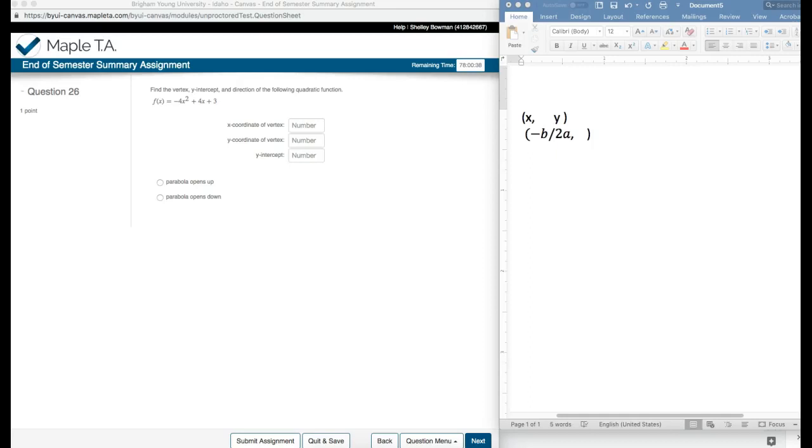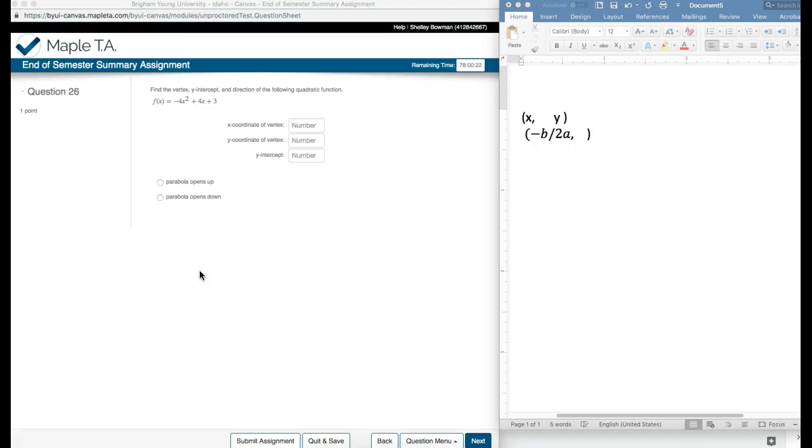Maple TA End of Semester Summary Assignment, Question number 26. Find the vertex, y-intercept, and direction of the following quadratic function. f of x equals negative 4x squared plus 4x plus 3. The x-coordinate of the vertex.